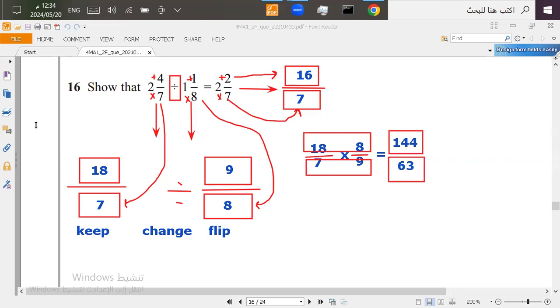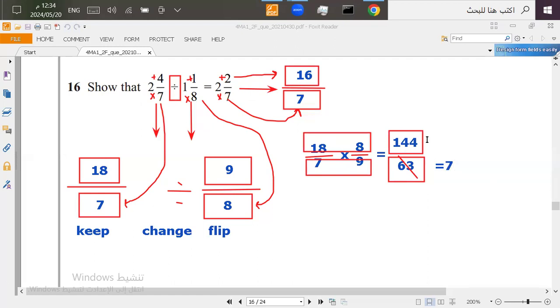Now we're going to simplify. Simplifying means what? It means dividing the numerators and the denominators by the common factors. Now the common factors that we have, this one can be divided by 9. We can divide this by 9. So 63 divided by 9 will give me 7. So this one will become 7 here.